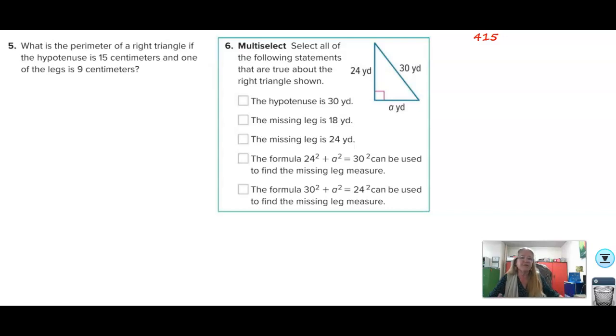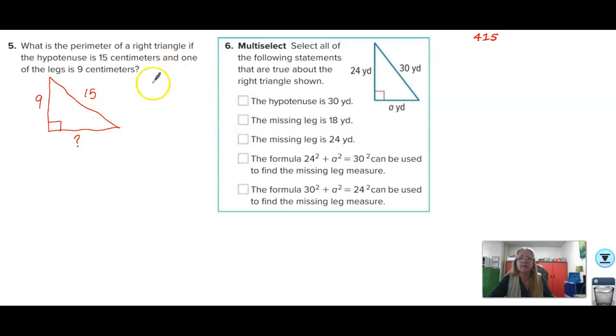All right, so number 5 is mixing it up a little bit on us. What is the perimeter of a right triangle if the hypotenuse is 15 centimeters and one of the legs is 9? They haven't even given you a drawing, okay? So we can just go ahead and draw any old right triangle. And draw it poorly, of course. This is my right triangle. They've told me one of the legs is 9 and the hypotenuse is 15. And they want to know, what's the perimeter?